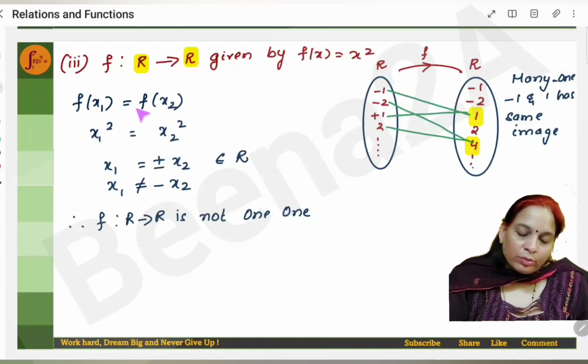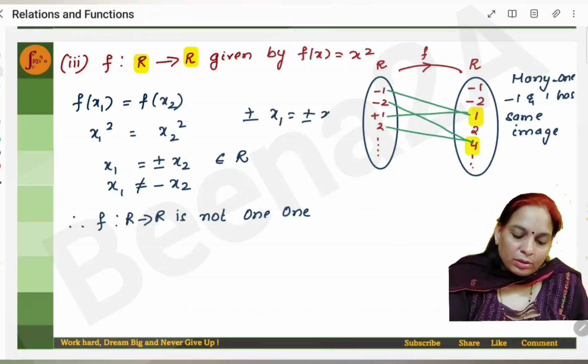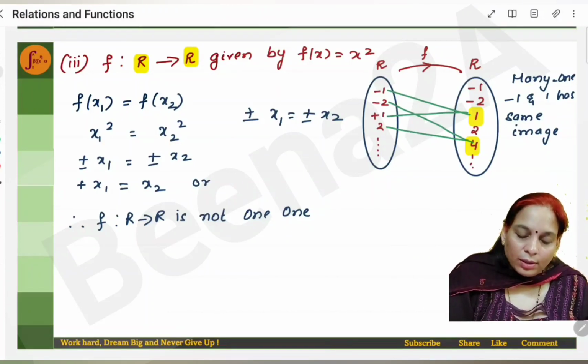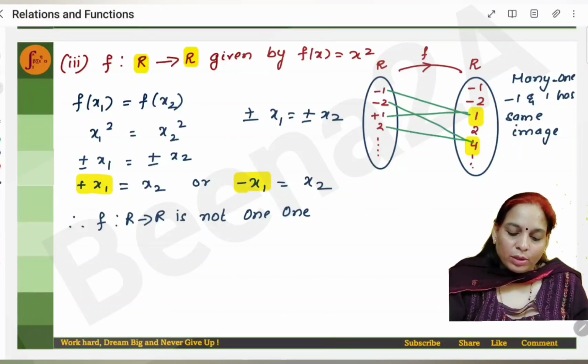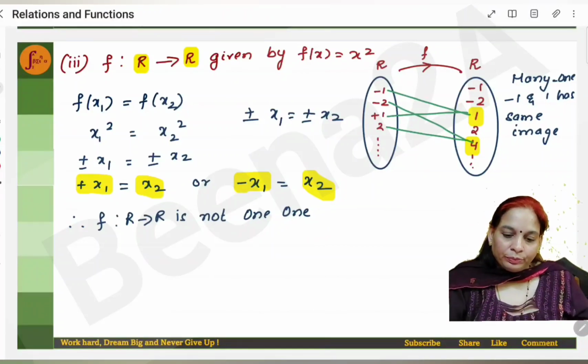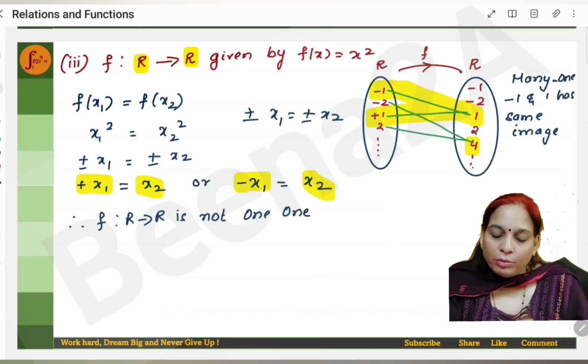Same thing. f of x1 is equal to f of x2. So x1 square is equal to x2 square, which means plus or minus x1 is equal to plus or minus x2. Which means plus x1 is equal to x2 or minus x1 is equal to x2, right? Both plus x1 and minus x1 are mapped to the same element x2. Therefore, it is not 1-1. So using an example also I can say minus 1 and plus 1 both are mapped to plus 1 here. So therefore it is many to one. It's not 1 to 1. So you can say minus 1 and plus 1 have the same image. Therefore the function is not 1-1.